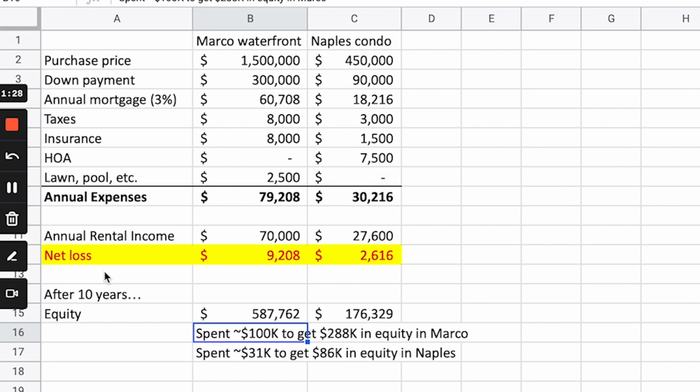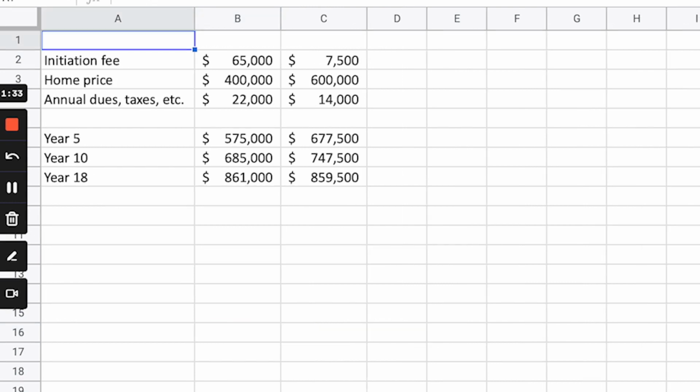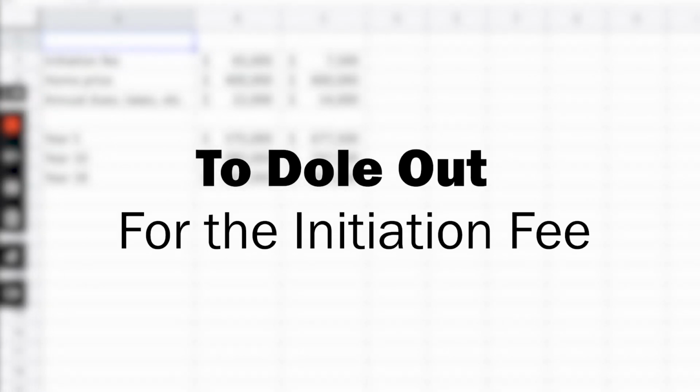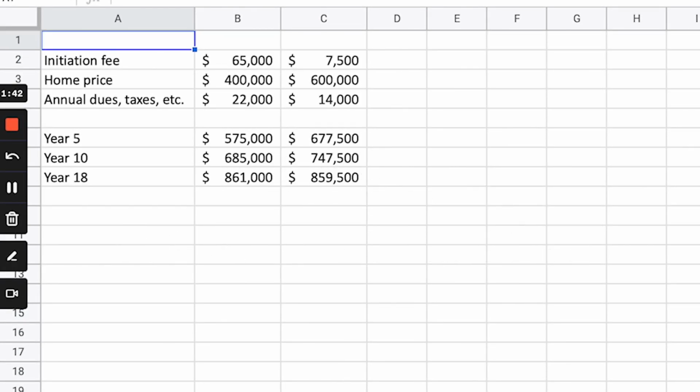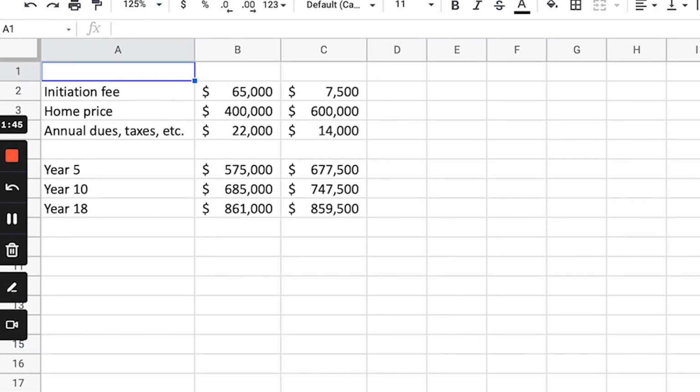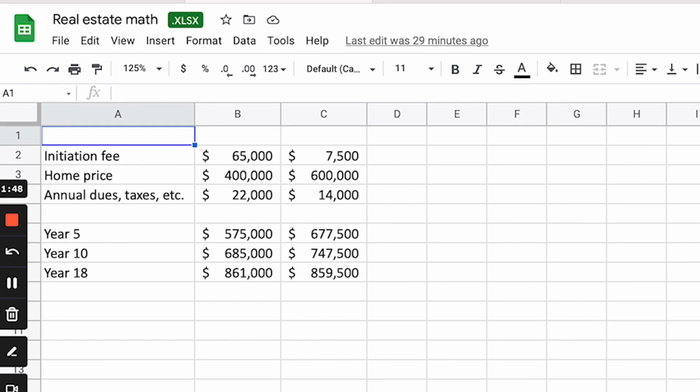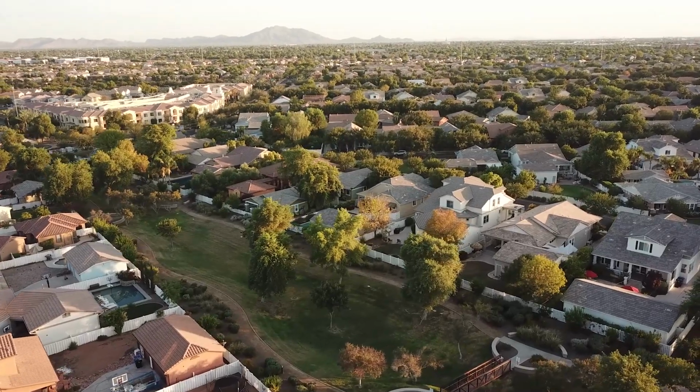With that said, let's turn to category number 3 in our real estate math, and that is the question of whether or not you should dole out a considerable amount for an initiation fee in a community, or one-time fees to purchase in a community. So using 2 hypothetical examples here, but fairly representative. If we look at a community that is going to have a $65,000 upfront initiation fee versus, say, one with a $7,500 upfront fee, you look at home prices, typically, not always, but typically in some of these higher initiation fee communities versus those with the lower or no one-time fees.